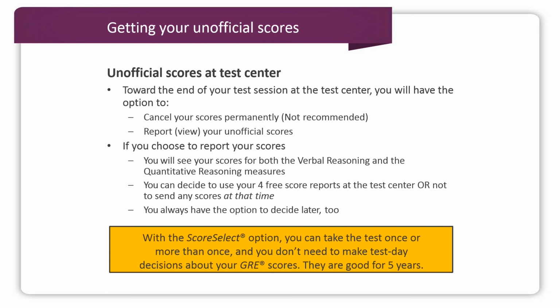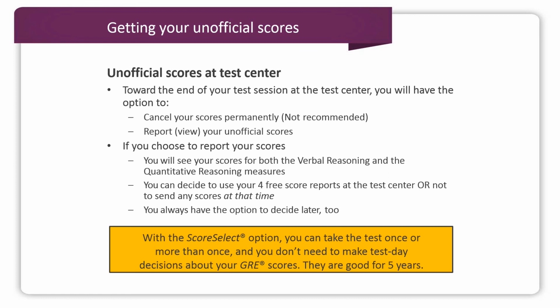When you finish the last section of your test on test day, you will see a screen that asks you to choose to cancel your scores permanently or to report, or essentially view, your scores. My guess is that you will choose to report your scores so that you see your unofficial verbal and quantitative reasoning scores. If you view them and think they might not be your best, or if you just need more time to think about where to send them, you can decide not to send your scores to any schools at that time. Only you will see your scores. However, if you view them and are happy with them, great!